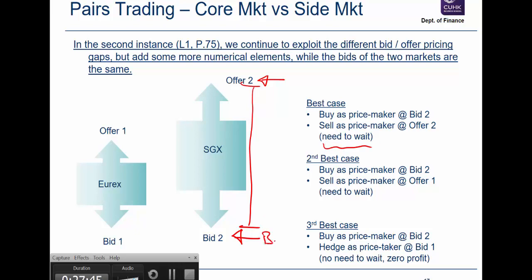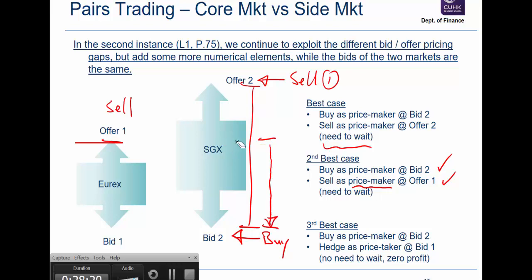Alternatively, you buy here. So in the first instance, you were able to sell here. That's the first case. The second case is you are able to sell here, and then you buy at bid 2, but you sell again as a price maker. Now, this one you also have to wait, because you are selling at the offer, but you get to make this amount of money. All right. Now, the third case is you buy here, and then you sell here. Now, here you don't have to wait, but guess what? You haven't made anything. So sometimes maybe you just want to get out. Then this would allow you to do that.